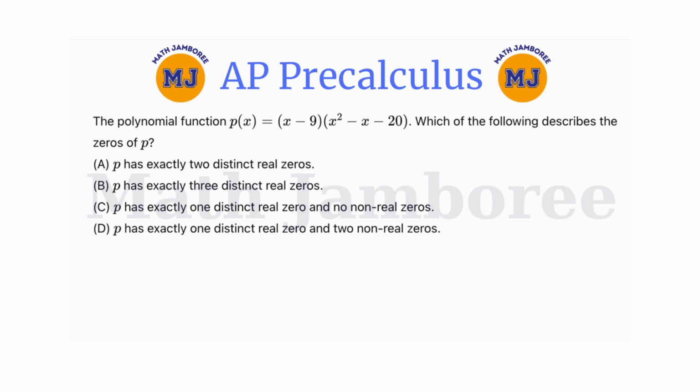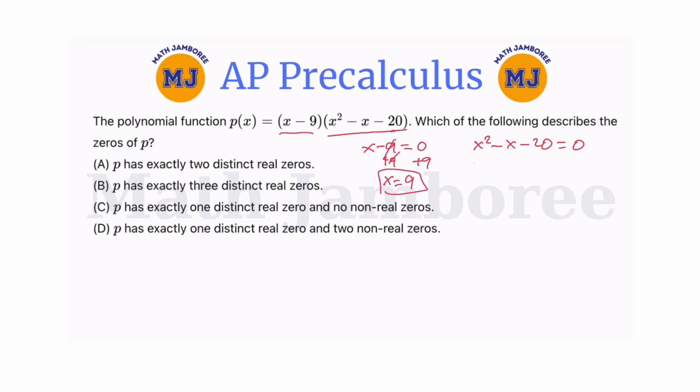So when we are solving this type of question, we're going to focus on the factors. There are 2 factors given, so to find its zeros, we're going to make them equal to 0 and solve for x. So x minus 9 equals 0, and also x squared minus x minus 20 equals 0. So we're going to add 9 to both sides. x equals 9.